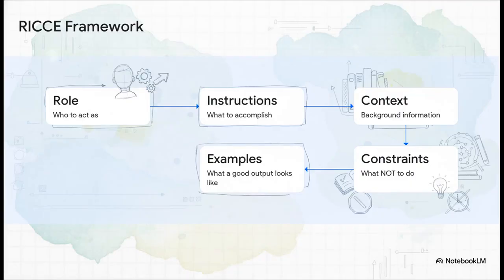R stands for role. Tell the AI exactly who to act as, like maybe a senior marketing executive. I is for instructions. What exactly do you want it to accomplish? Then C is context. Give it the background info it desperately needs to understand the task. The second C is constraints. Tell it what not to do or restrict the length. And finally, E is examples. Show it what a great output actually looks like. This simple, repeatable recipe completely eliminates the guesswork from your daily inputs.